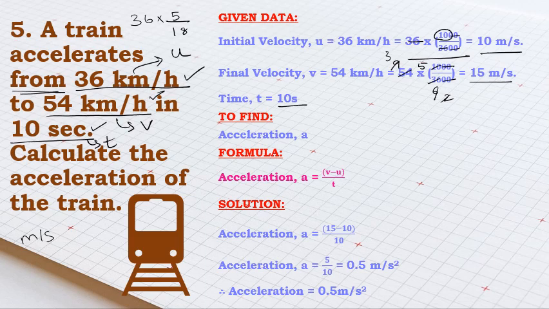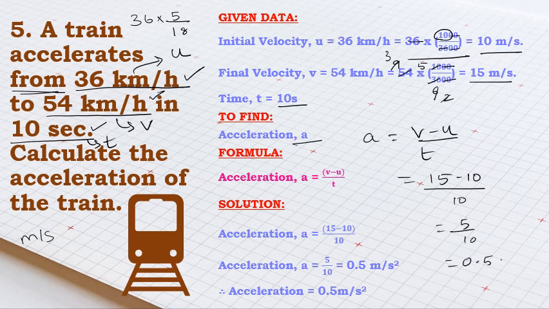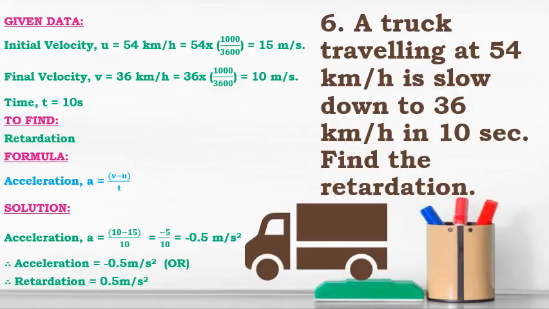So directly, what do you have to find? Acceleration. What is the formula of acceleration? v minus u by t. What is my v? 15. What is my u? 10. What is my t? 10. So my answer is 5 by 10, which is 0.5 meter per second square. This is the answer for this question.